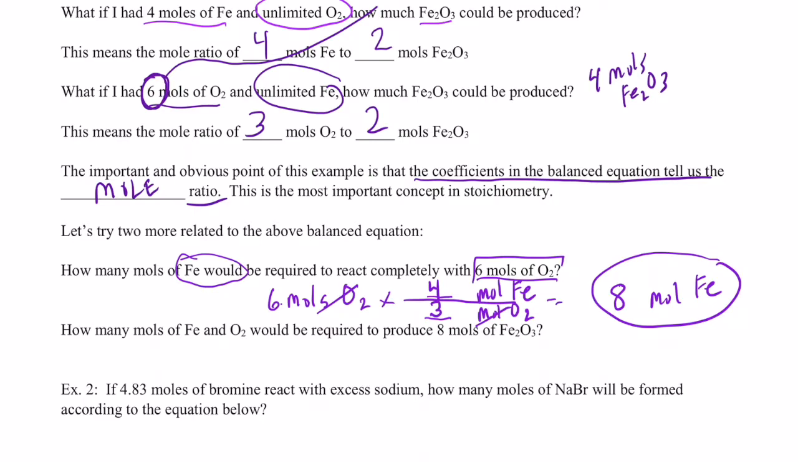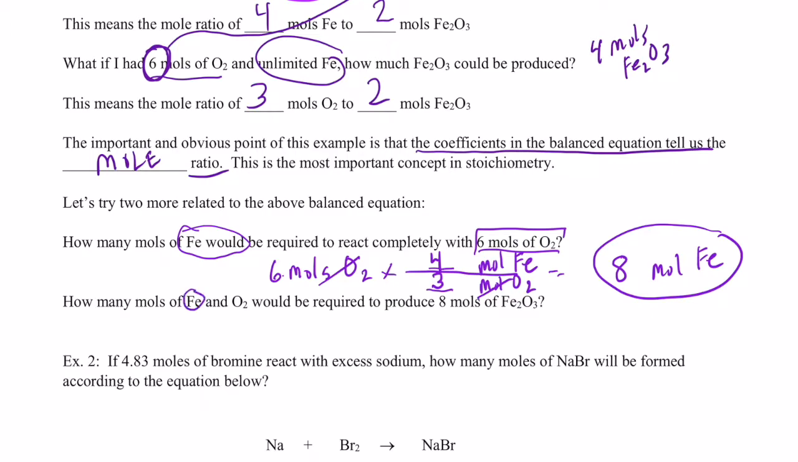Okay, why don't you try the next one on your own? See if you can do it. How many moles of iron and oxygen are needed to produce 8 moles of Fe2O3? So pause the video and try it, and then come back and see how you did. See you in a second. All right, welcome back. So let's begin with what we know.